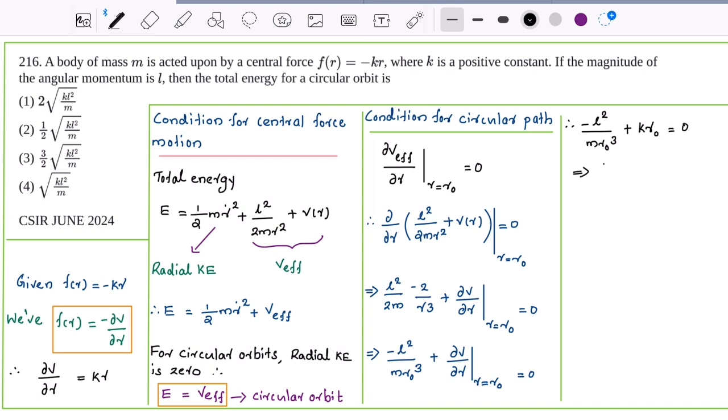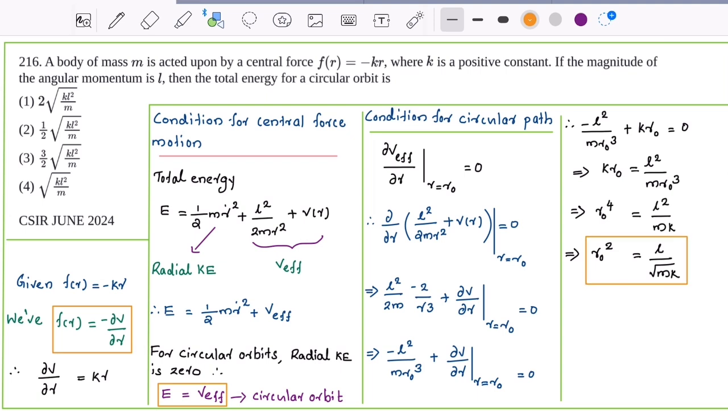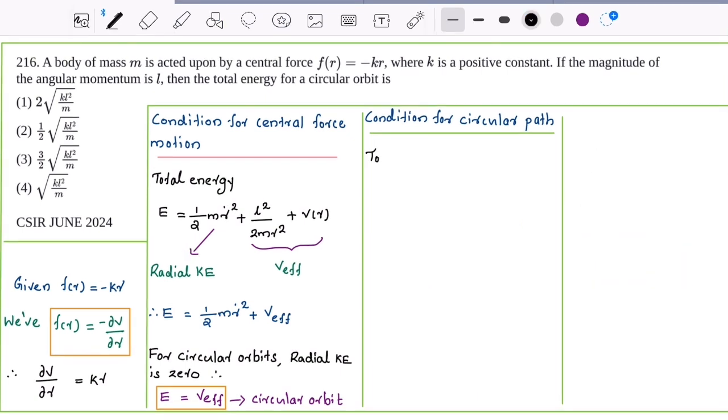Now let us simplify the expression. K r0 is equal to L square by m r0 cube, and this implies that r0 raised to 4 is equal to L square by mk, or r0 square is equal to L by root mk. We have r0 square is equal to L by root mk.